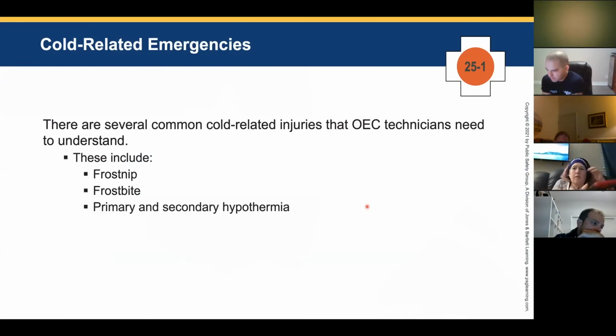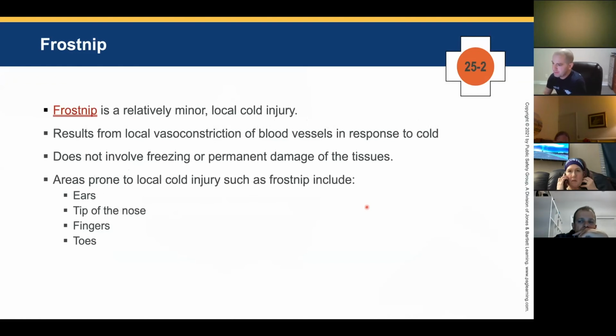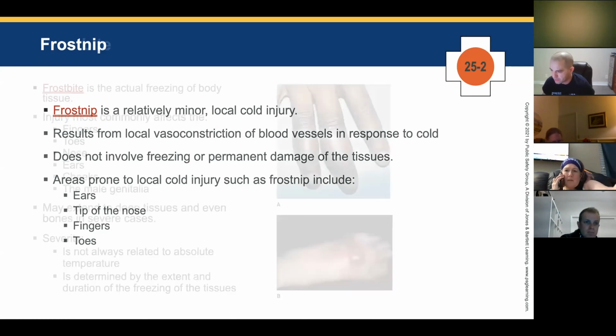So there are several common cold-related emergencies. These include frost-nip, frostbite, and primary and secondary hypothermia. So frost-nip itself is a very minor local cold injury. It basically is from local vasoconstriction of blood vessels in response to cold. And the key here is that there is no freezing or permanent damage of the tissues. So pretty much that's where when you're out in a cold environment and your fingertips or your nose gets cold, but it hasn't really frozen, that's what we refer to as frost-nip. Very common areas to see frost-nip include the ears, tips of the nose, fingers, and toes.